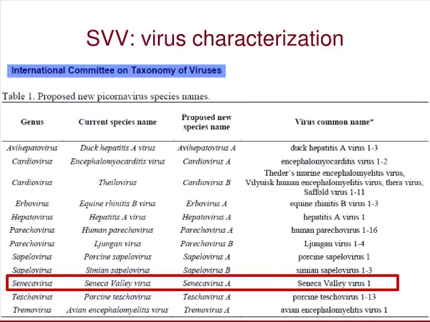Really briefly here, we talk about Senecavirus A. They proposed a new name, I believe it was last year, and they started calling it Senecavirus A, but the common name still remains according to the taxonomy of the viruses. So either way, SVV or Senecavirus A, we still understand what we are talking about, and for this presentation I'm going to refer to it as SVV.